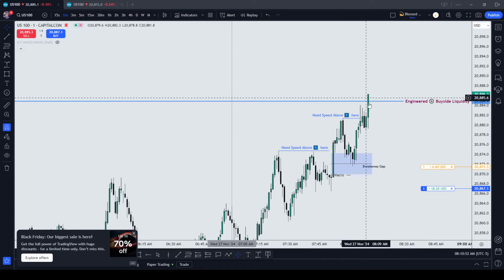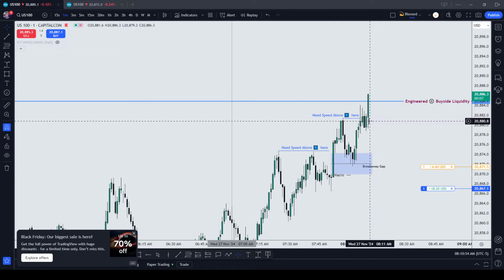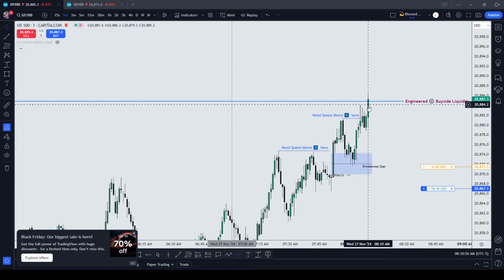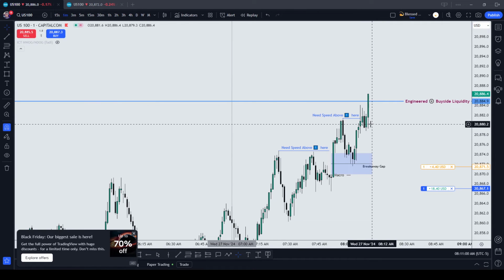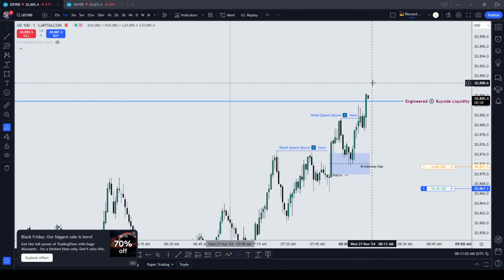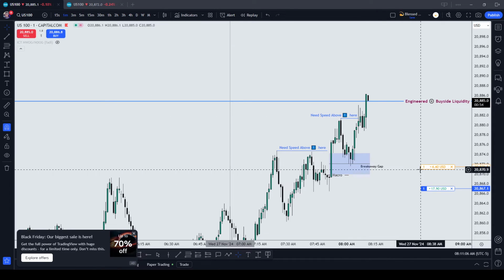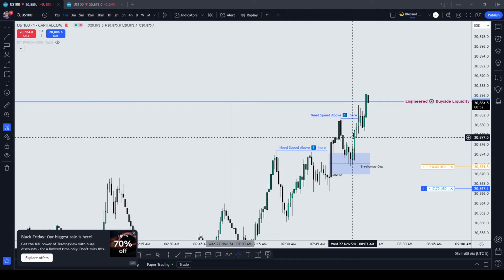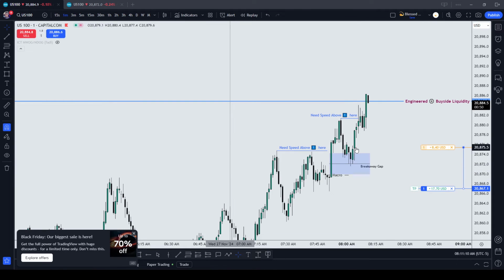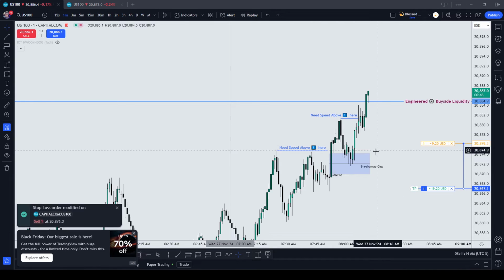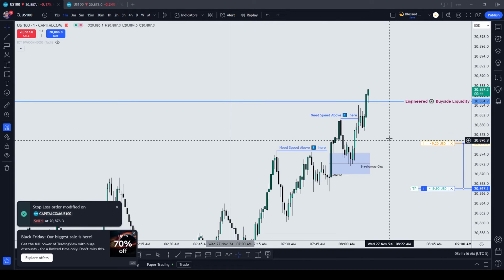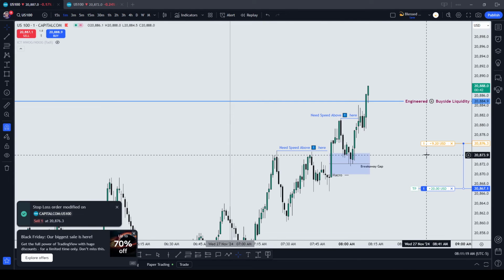Right there. That's what I'm talking about. Not giving them enough time to pull their orders out of the market, then running against them with speed. Right there. Perfect. So now what I'm watching is this breakaway gap. I'm just putting my stops below consequent encroachment to lock in a little bit of profit, you know.